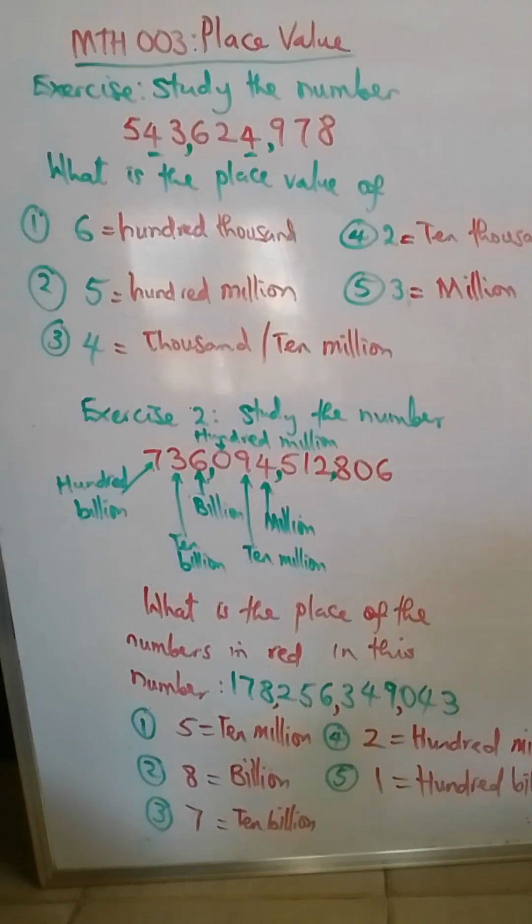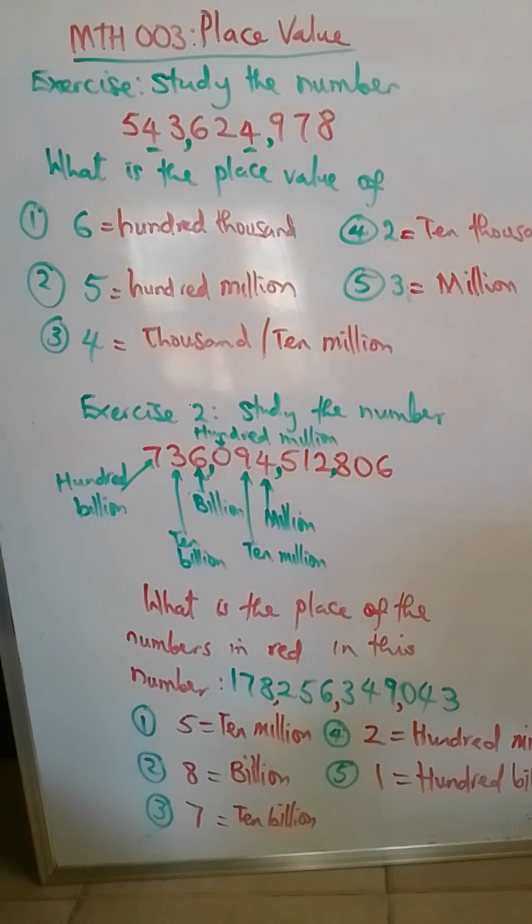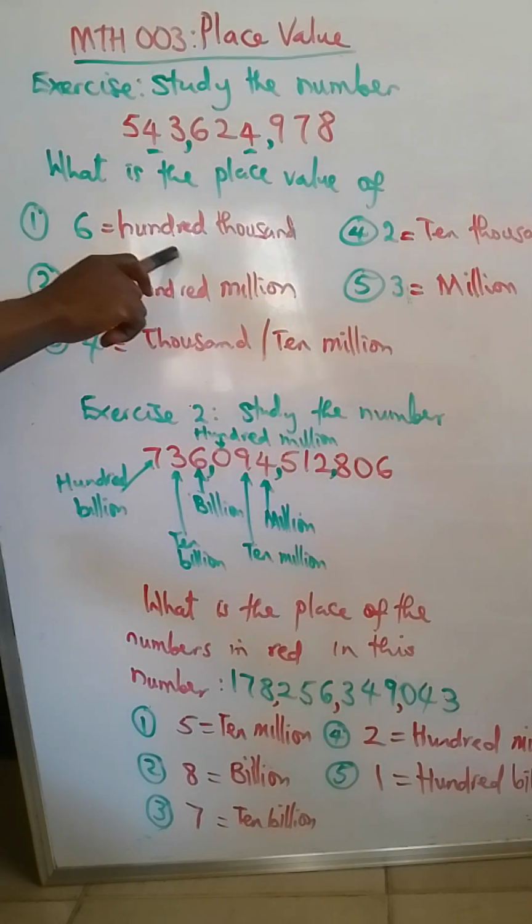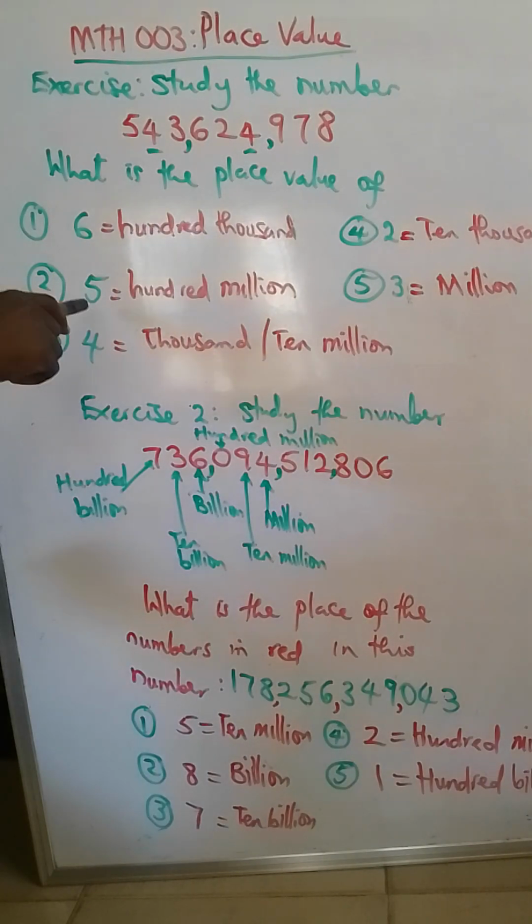So far we've been studying how to write your place value in words. You see that we've been writing it in words. The place value of 6 here, we wrote it as 100,000. The place value of 5, we wrote it as 100 million. So what if you are asked to write it in figure? You want to put it in figure form, that is in number form. How do you do that? That's the next thing we want to do now.